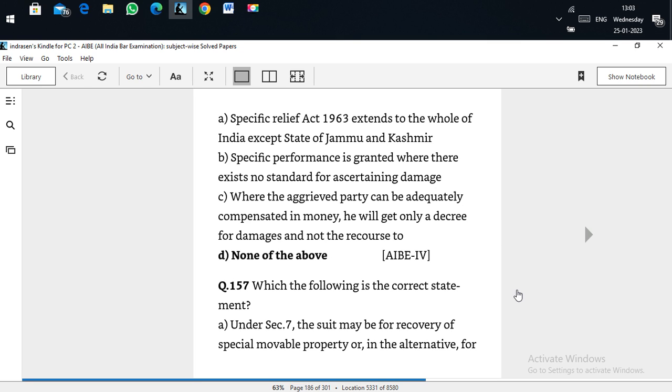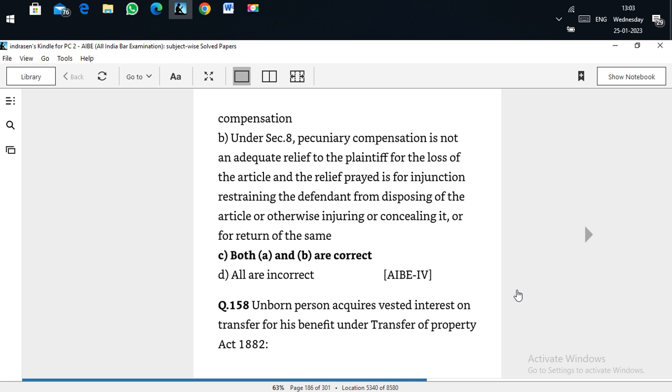Which of the following is the correct statement? Under section 7, the suit may be for recovery of specific movable property or in the alternative for compensation. Under section 8, pecuniary compensation is not an adequate relief to the plaintiff for the loss of the article, and the relief prayed for is an injunction restraining the defendant from disposing of the article or otherwise injuring or concealing it. Both A and B are correct.